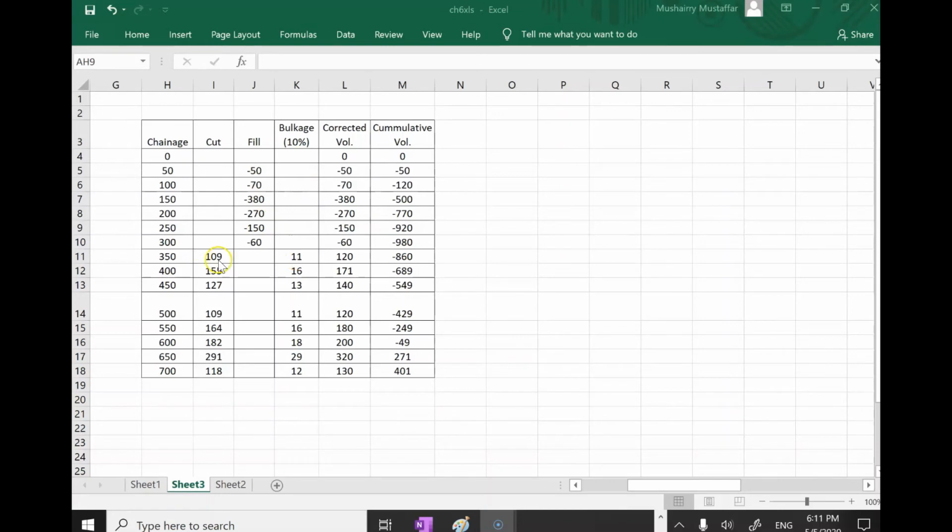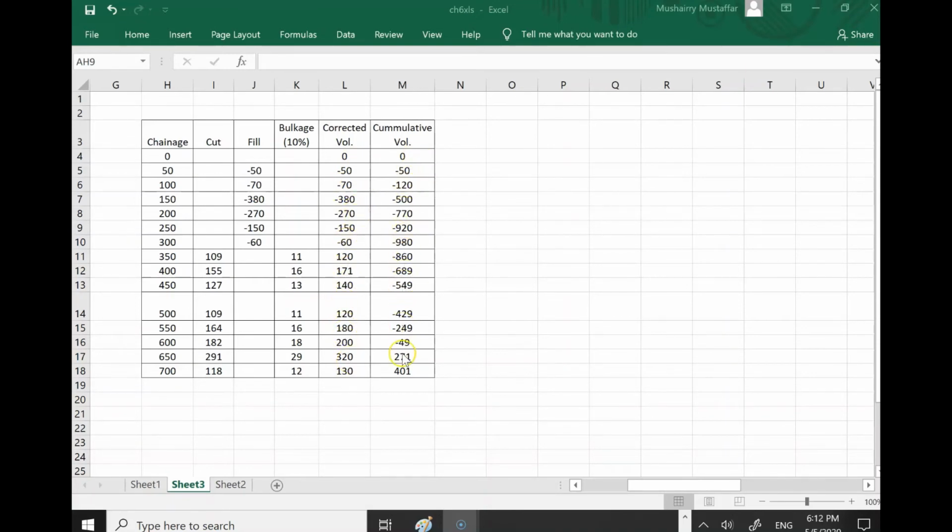So 10% of 109, so I've rounded up. I take a round number here, just the integer. So about 11, 10.9, so about 11. You don't have to be too accurate or too critical about it. So 16, 13, so 10% of each. And then I have the corrected volume there. Okay, so 0, minus 50, 70, and so forth.